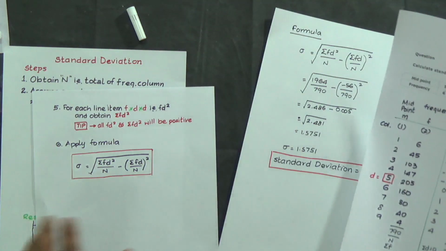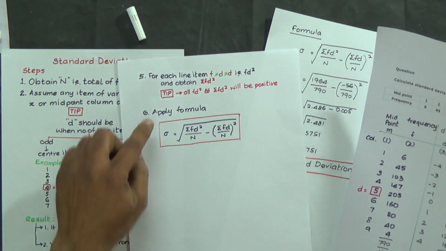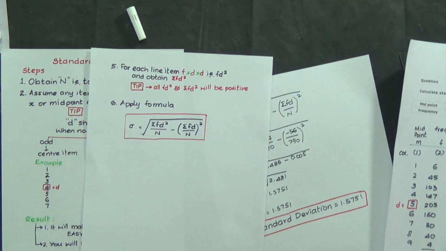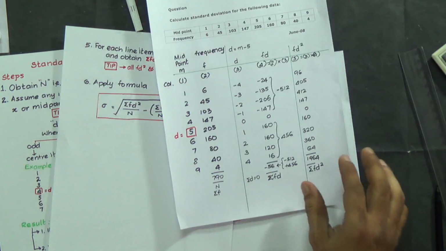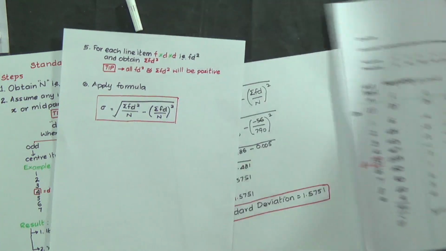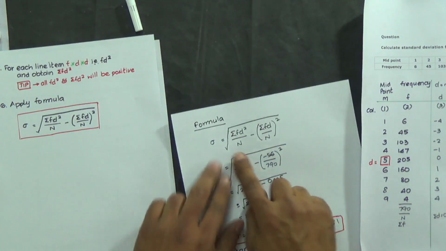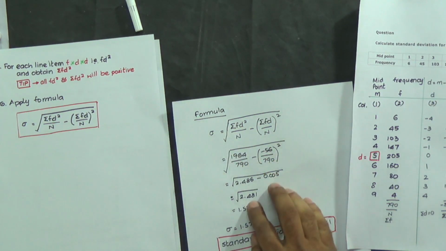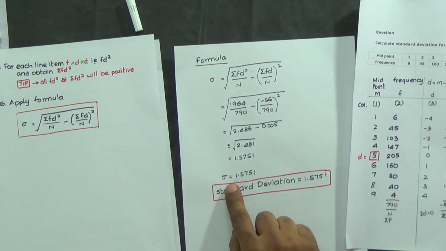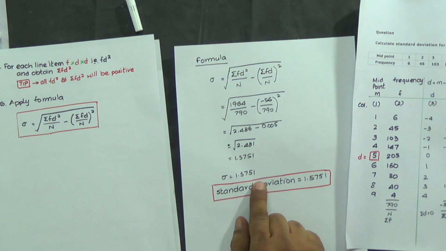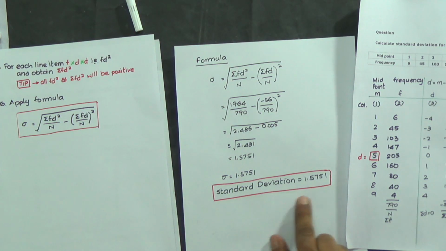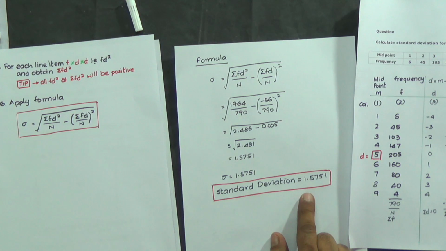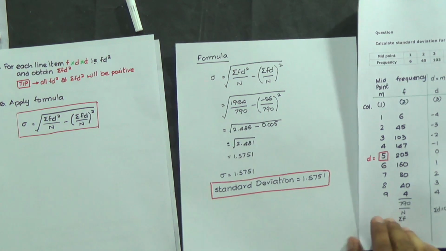Then apply formula, the last step. So we substituted these values in the formula. The formula is written and values are substituted. After having solved this in the calculator, finally we get standard deviation 1.5751. Standard deviation is equal to 1.5751. With this, we are done.